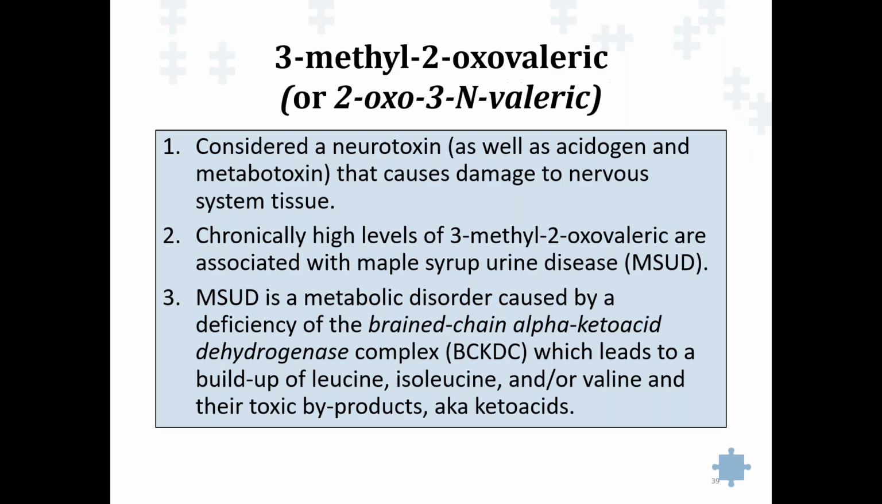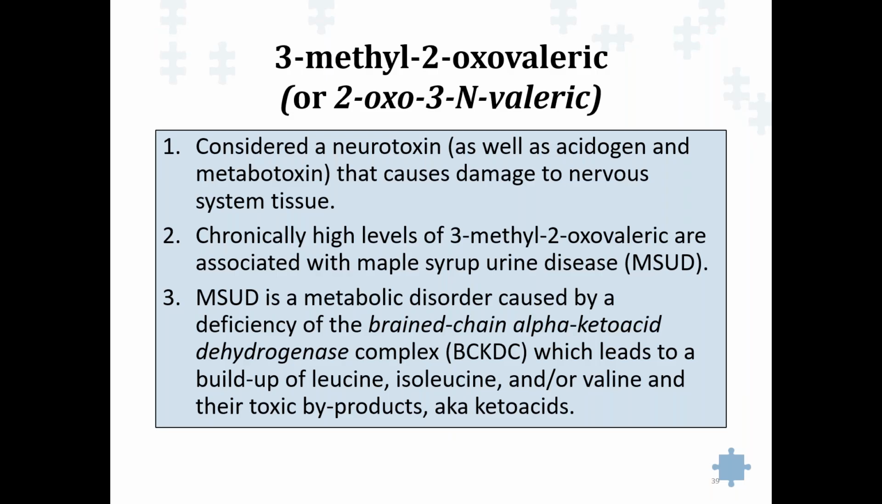So where is this marker and what's it linked to from a true disease standpoint? It is considered a neurotoxin. So elevated levels can lead to damage within the nervous system. Chronically high levels of 3-methyl-2-oxovaleric are associated with an inborn error of metabolism disease called maple syrup urine disease. And this is a metabolic disorder that's caused by a dramatic deficiency of what's called branched chain alpha ketoacid dehydrogenase complex. And I know that's a mouthful, but I'm going to show you how this ties together.